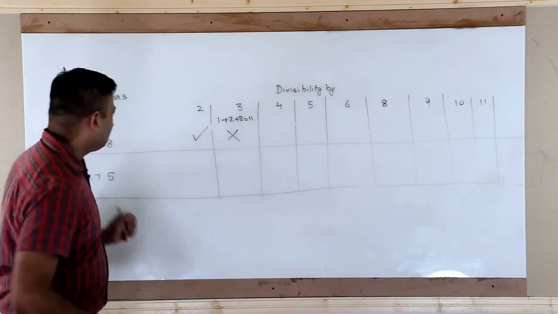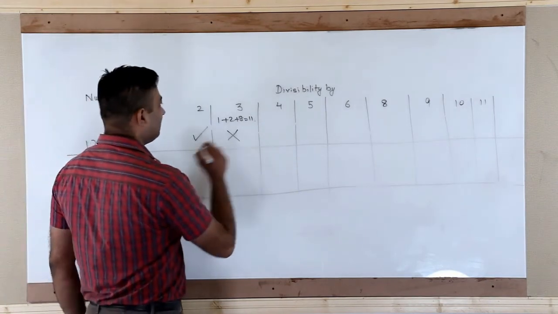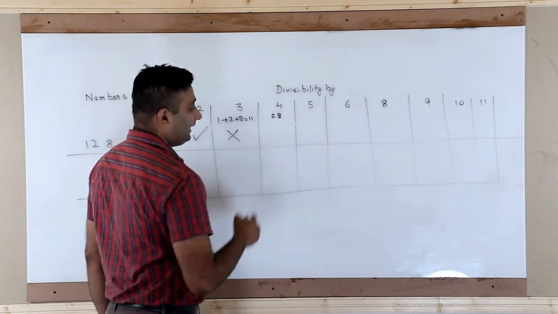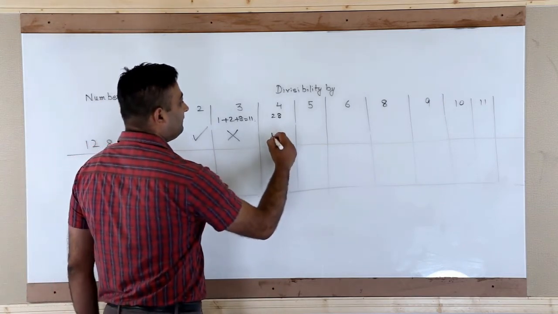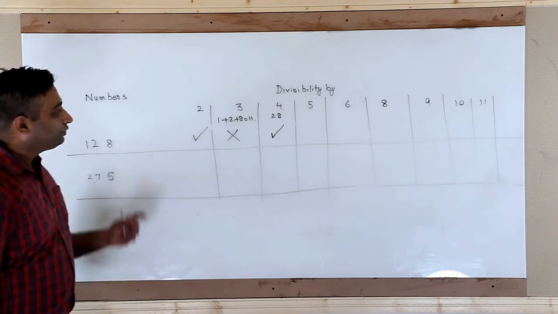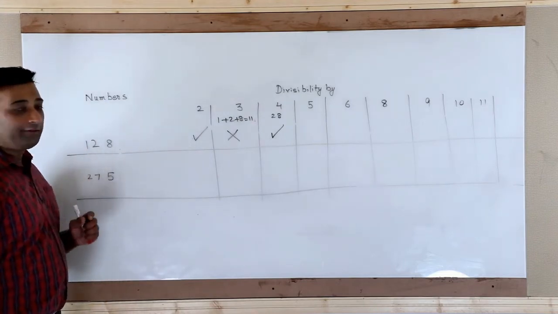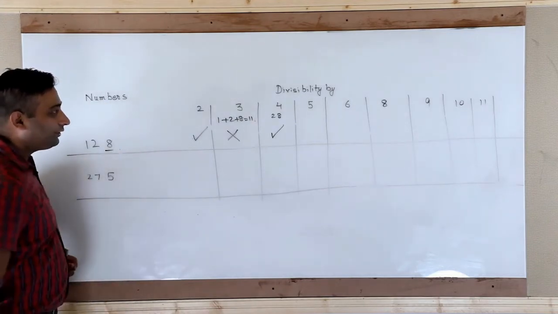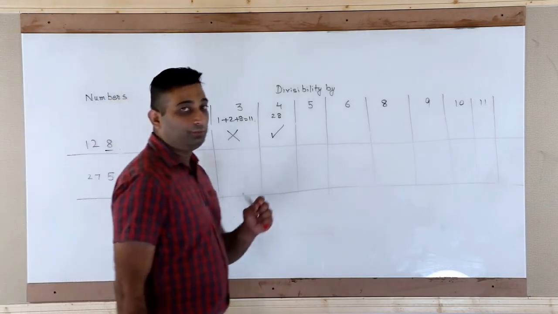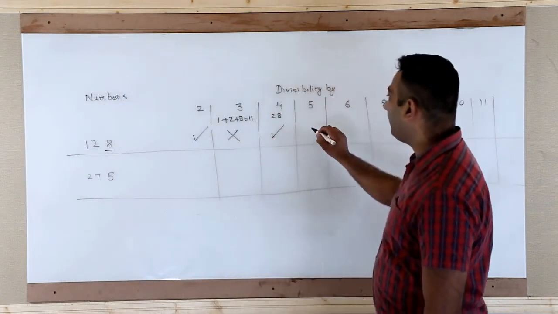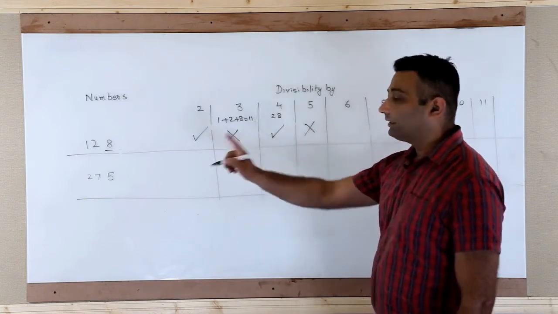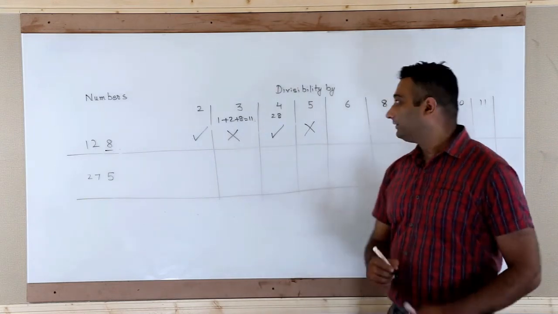So we know that the number formed by the last two digits is 28 and 28 is divisible by 4. Hence, it is divisible by 4. To check the number's divisibility by 5, we just have to look at the units place number. That should be 5 or 0. In this case, it is not divisible by 5 because the number at the units place is 8.